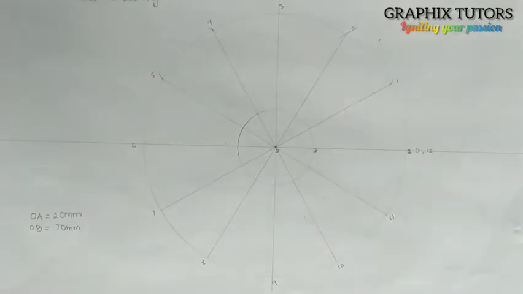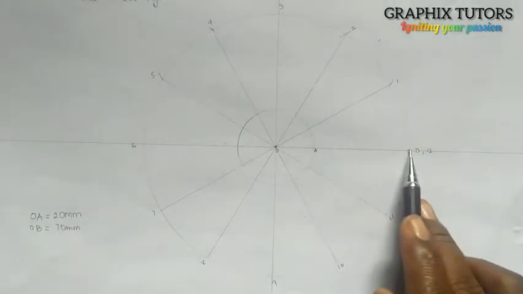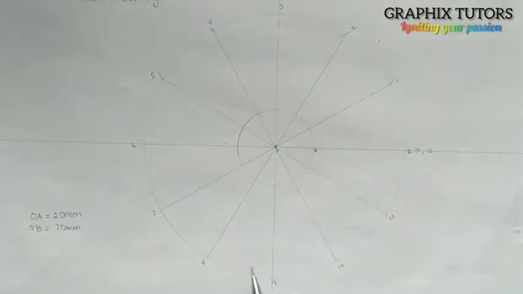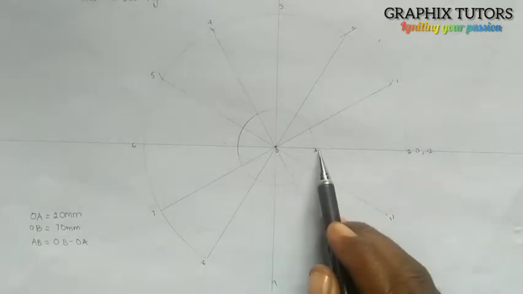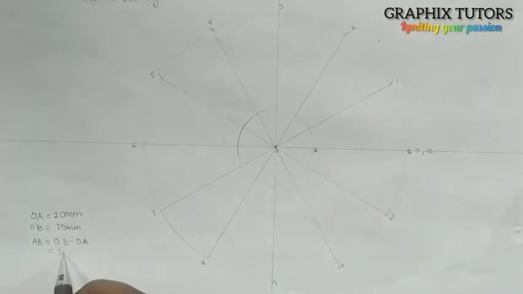Now the next thing you do is, I'm going to divide this line AB, I want to know its length. But I know one thing for sure, that my AB is equal to OB minus OA. That means AB is equal to OB minus OA, and that's like saying 70 minus 20, and we'll be having 50 millimeter. That will be my AB.